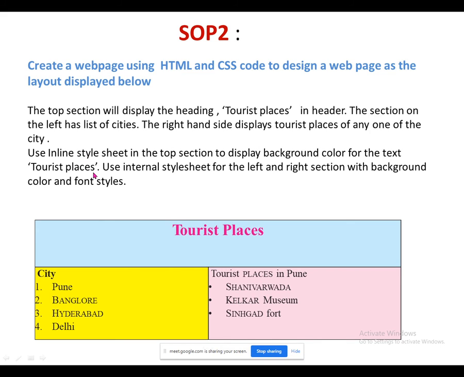Apart from this, if you want to use more properties, the choice is yours, but at least these three properties must be there in your web page or coding. So if this layout is clear, then we'll see the coding. See what I am going to do to create this website. First of all, I am going to use a header section to display this tourist place.